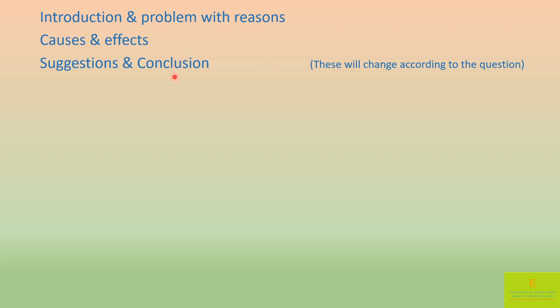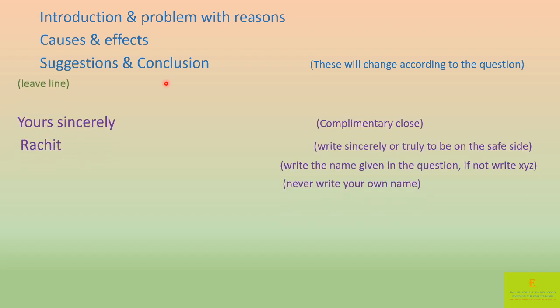So in the 3 main paragraphs, introduction and problem you can discuss in the beginning. Then you can write causes and effects and then give suggestions and conclusion. Now after that again you will leave a line and then the complementary clause. Complementary clause, always remember to write yours sincerely or yours truly to be on the safe side. Do not write yours faithfully or yours obediently. These are not to be written anymore.